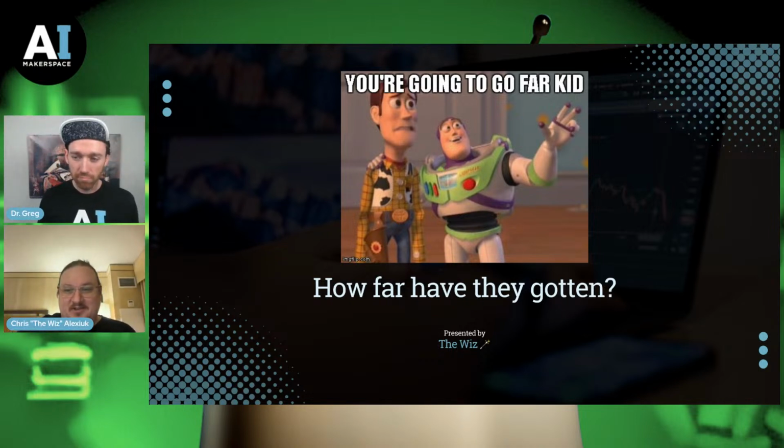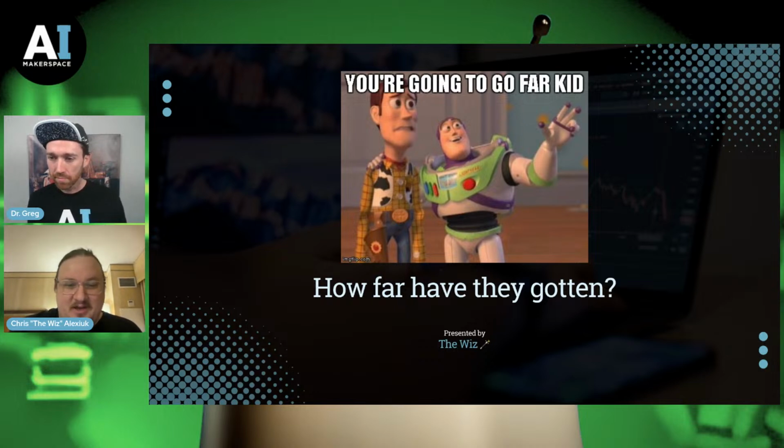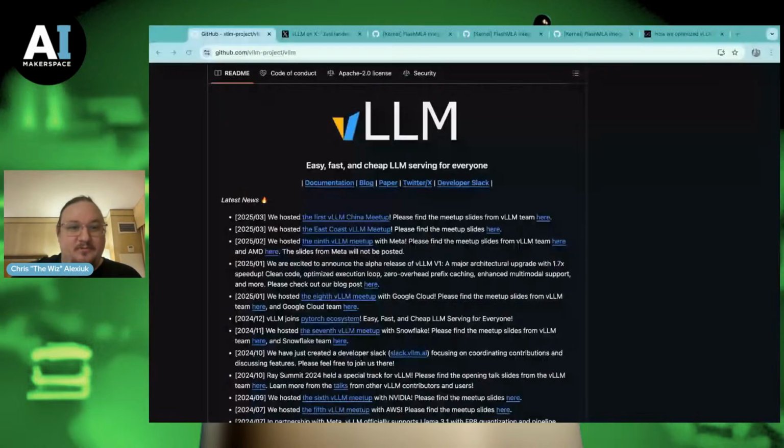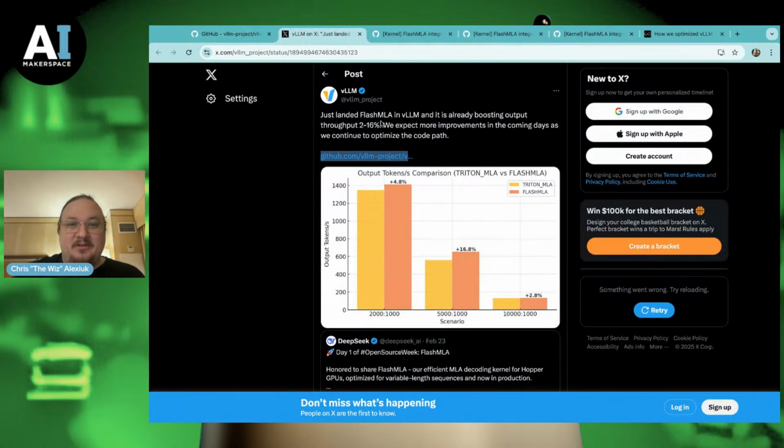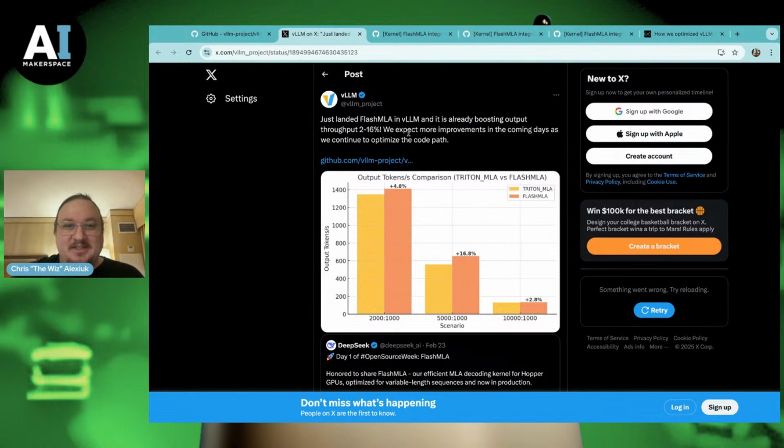Oh, yeah. Thank you, Greg. Okay, so the basic idea here is straightforward. The vLLM framework, which is an open source inference framework, was like, oh dang, that's fast. I'm going to go ahead and try to steal as much of that as I can. So this is them talking about the release: just landed FlashMLA in vLLM, and it's already boosting throughput.